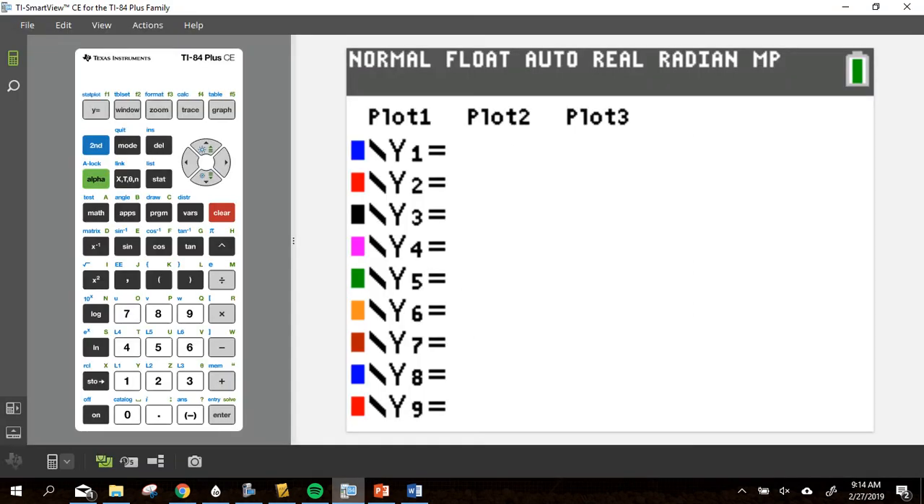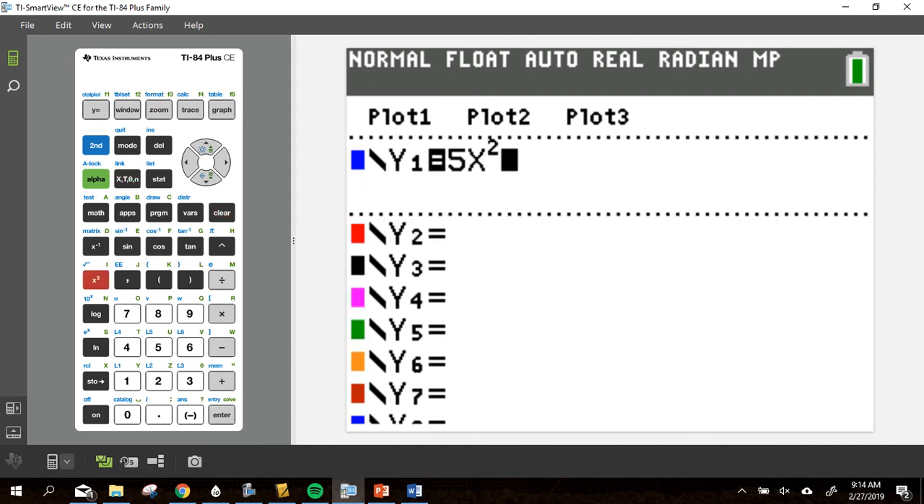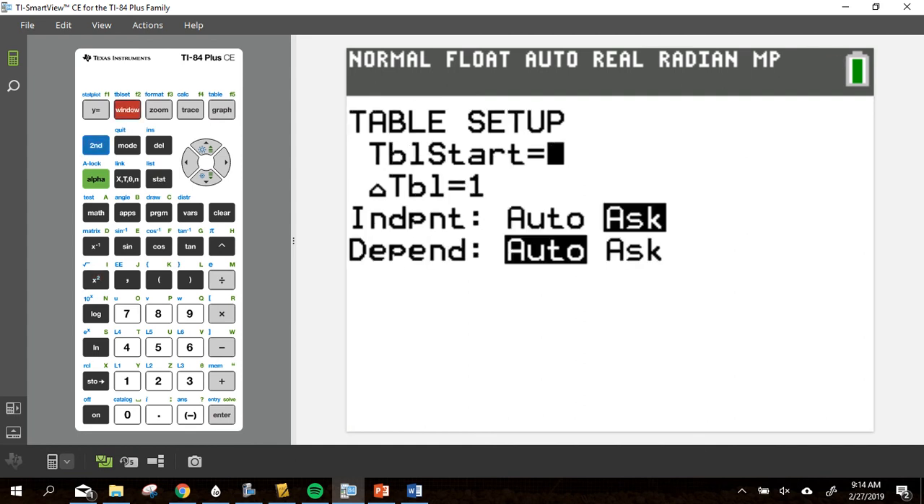So in the y1 screen, so I hit y equals. In the y1 screen, I'm going to type in 5x squared. If you're in parametric mode, you got to change your calculator back to regular. 5x squared. The next thing we're going to do is we're going to go to table set. And so we haven't done this. Once you've done it once, you don't have to keep doing it. But I'm going to hit second and table set, which is right here. So second and table set, which is that button.